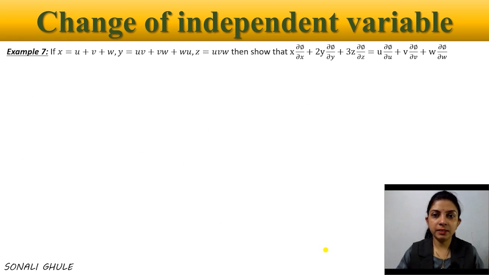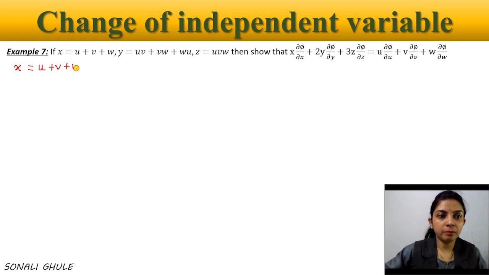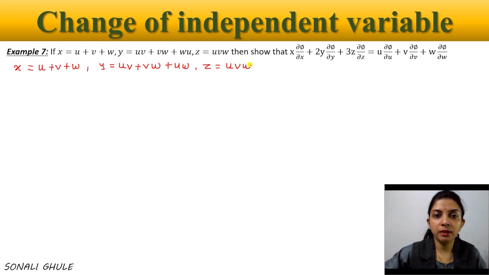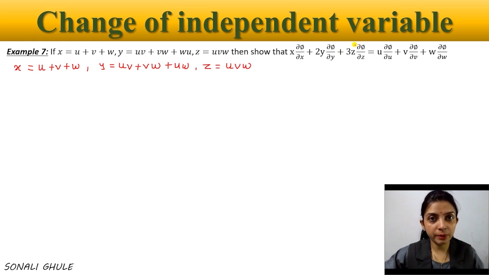Now the next example is given to us here that we have to solve. Here we are given x is equal to u plus v plus w. y is equal to uv plus vw plus uw. And z is equal to uvw, right? So from this, see here, in the proof you are having derivative of phi with respect to xyz and derivative of phi with respect to uvw.